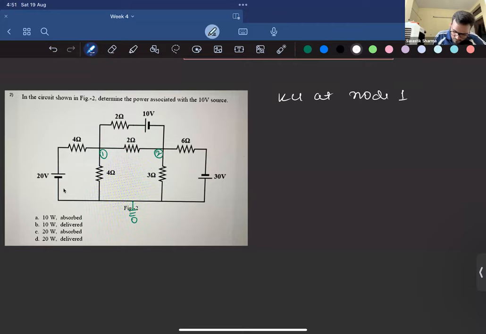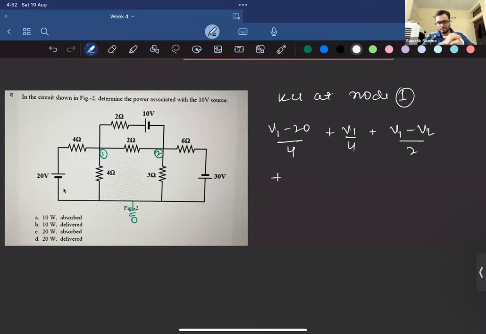At node 1, what would be the KCL? It would be V1 minus 20 by 4 plus V1 by 4 plus V1 minus V2 by 2. And one more equation would be there. Can anyone tell me what it could be? I haven't written across this current.